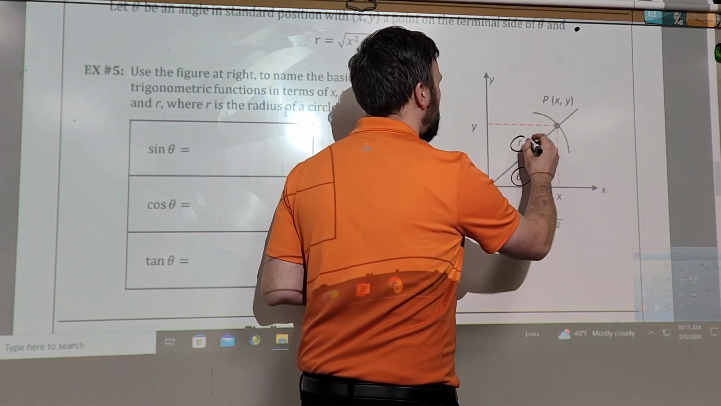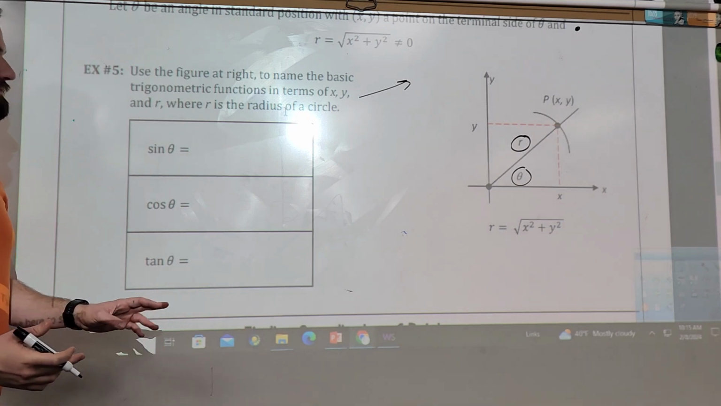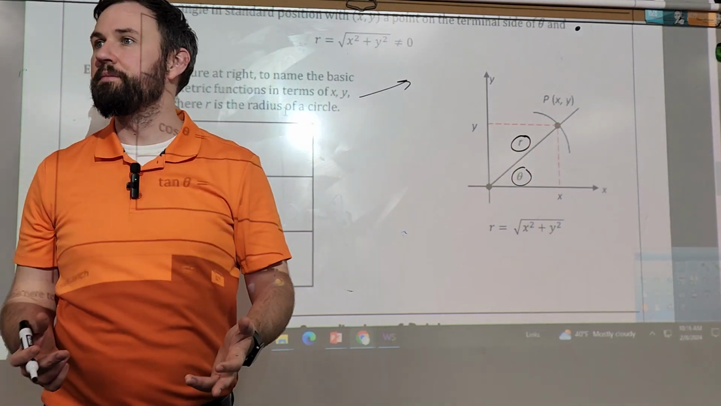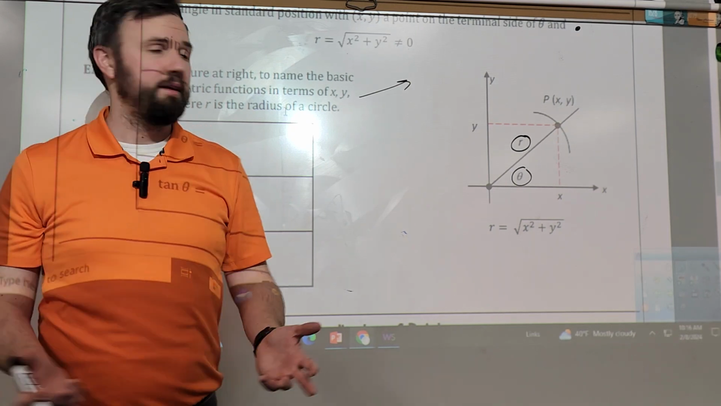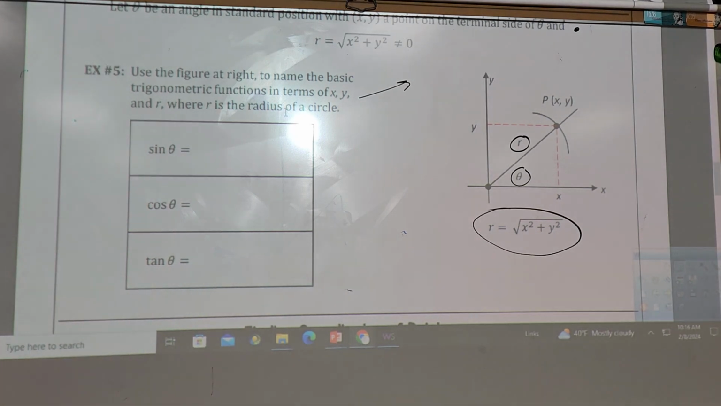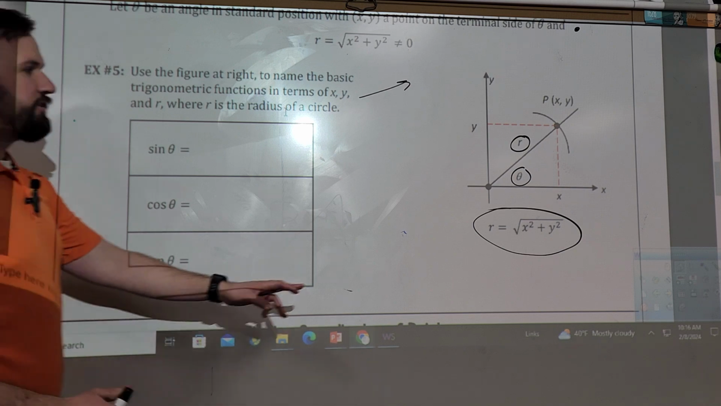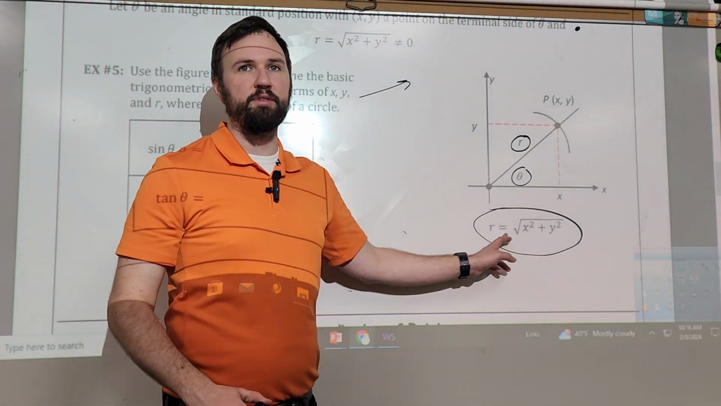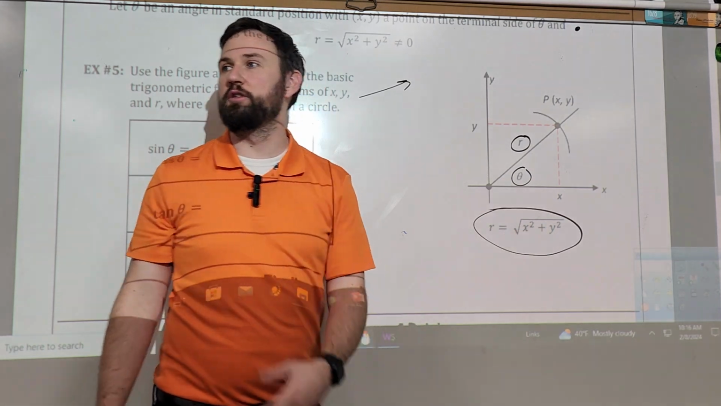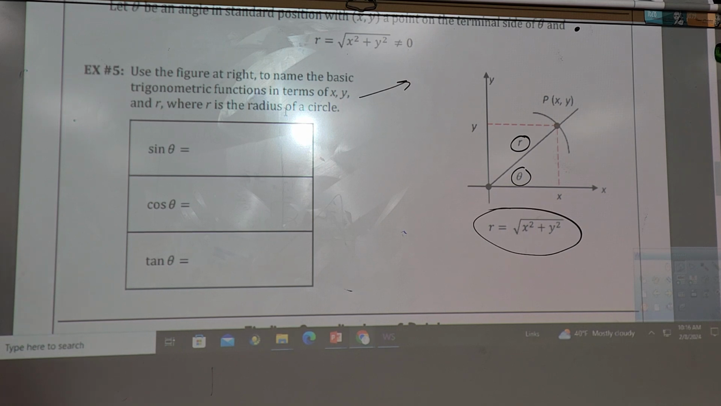How have I been finding the radius of my triangles given a point? What do I do every time? Pythagorean theorem, right? a squared plus b squared equals c squared. So this formula right here, you're going to see sometimes. It's your radius of the circle equals square root of x squared plus y squared. It's just Pythagorean theorem. Square them, add them, square root them.